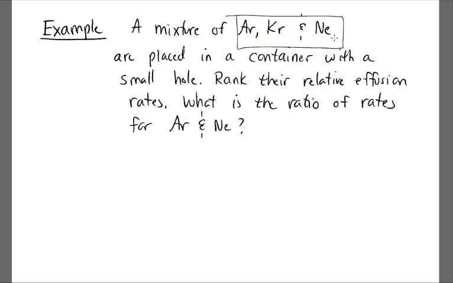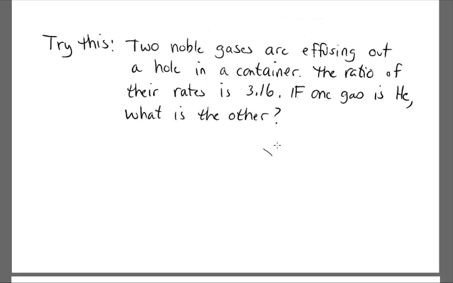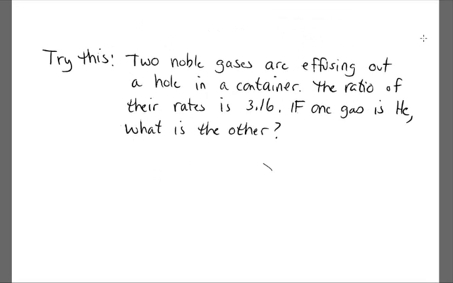Look at their molar masses. Okay, the heaviest one is krypton. The lightest one is neon, if you look at the periodic table. So which one is going to go faster? The rate is inversely proportional to the square root of the molar mass, so a heavier substance will effuse out more slowly, and a light substance will effuse out more quickly. So the relative rates are going to be: krypton is the slowest, followed by argon, followed by neon.